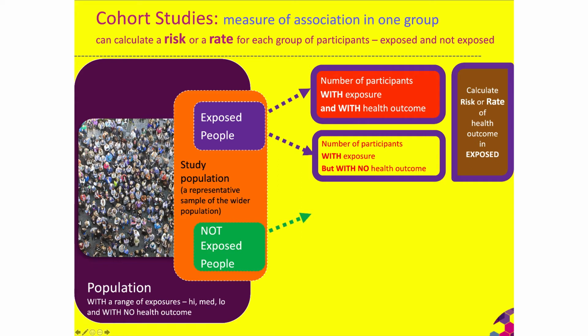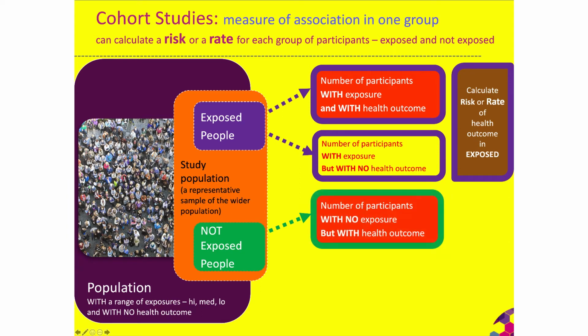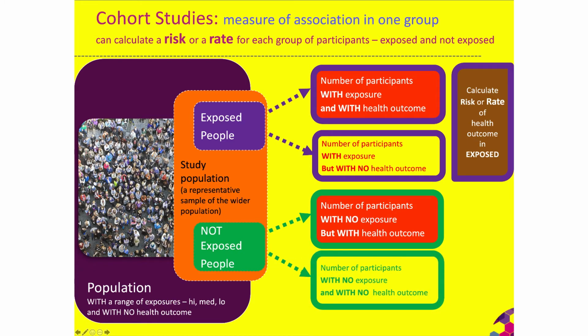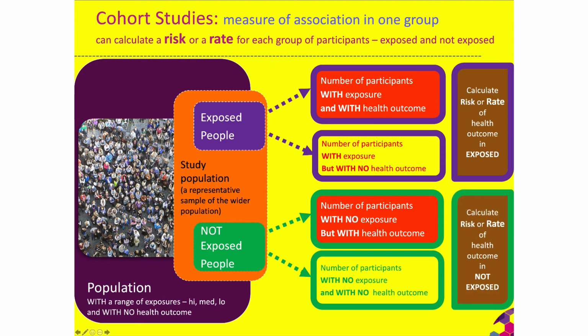And then for the not exposed people, we can find out the number of participants with no exposure but with the health outcome, the number of participants with no exposure and with no health outcome, and then we can again calculate the risk or rate of the health outcome in the not exposed group of participants. So this is where we're just looking at calculating and linking the exposure and the outcome for one group, the exposure group or the not exposed low exposure group.